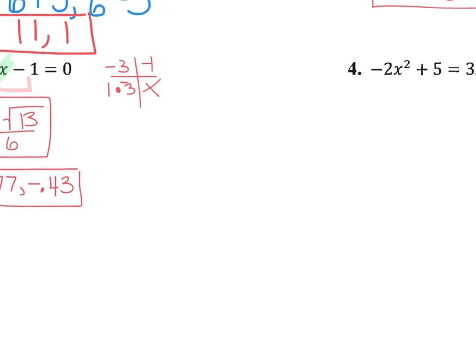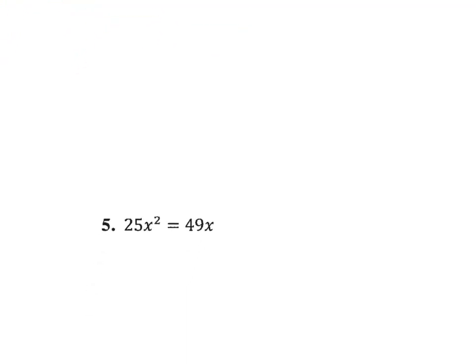Okay, number 4, I'm going to skip. We could do that one in class together. Number 5 is a very interesting problem because a lot of times students make the mistake thinking that, oh, this is a square rooting problem because I have 25x squared. But it's not, because you have an x on the other side.